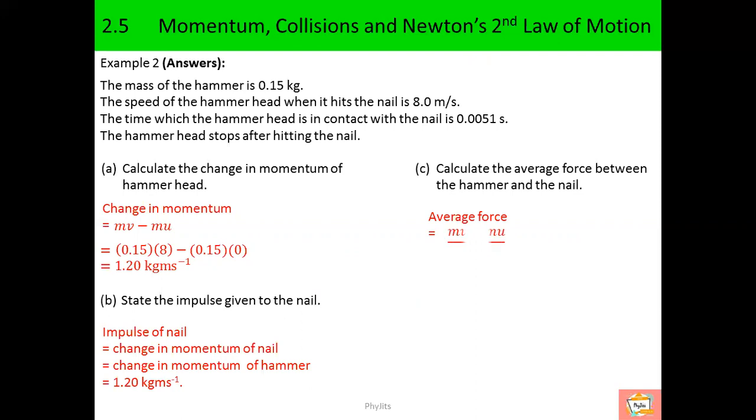So average force is change in momentum divided by the time of contact. Change in momentum is 1.2, time of contact is that, so it's 800 Newton. So almost like 80 kilograms of mass is being added to the nail, even just by hitting it in a very, very short period. You don't have to hit it very hard. You keep on hitting it with the shortest period of time of contact possible.